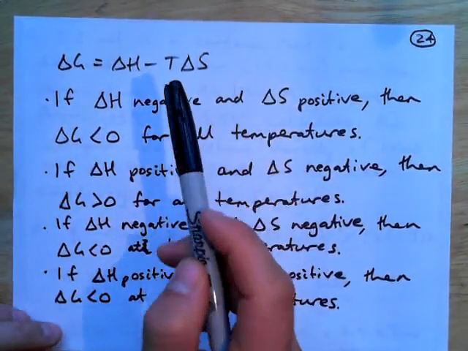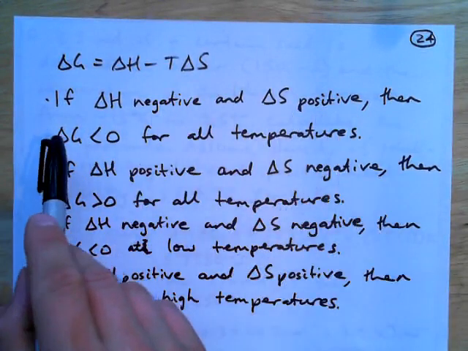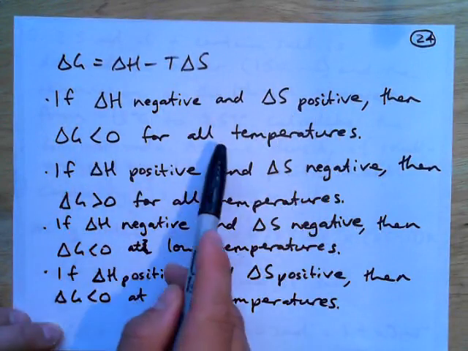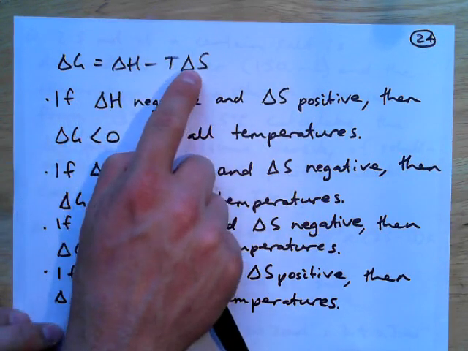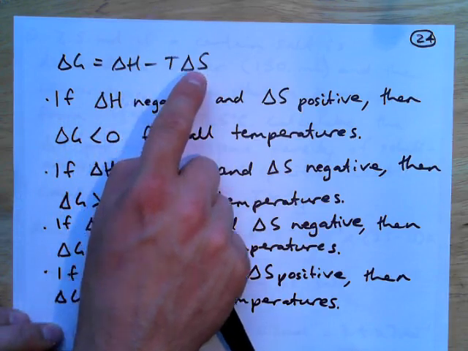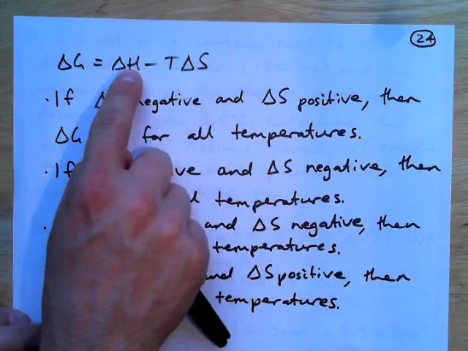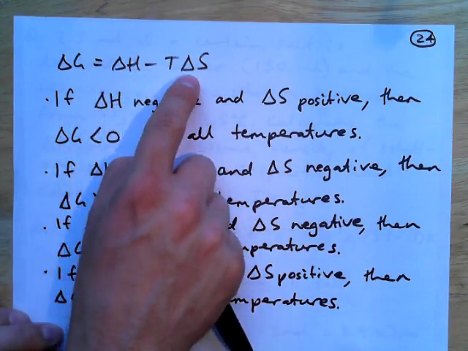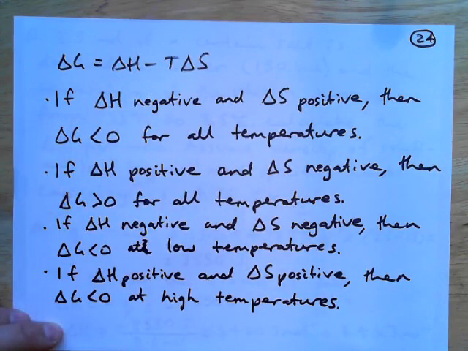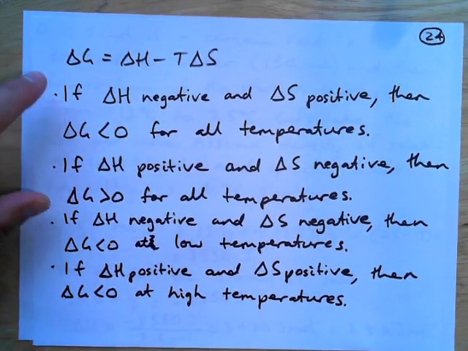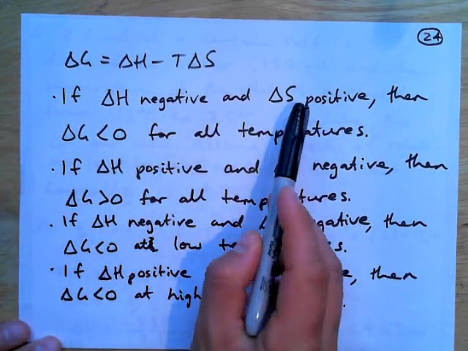So if indeed we have that, where the delta H is negative and the delta S is positive, then delta G has to be negative for all temperatures. If this was minus 7 and the temperature was say 2 and this was, say, plus 5, then you'd have minus 7 minus 2 times plus 5, so it'd be minus 7 minus 10, which would be minus 17. You can't have a positive value for delta G if delta H is negative and delta S is positive.